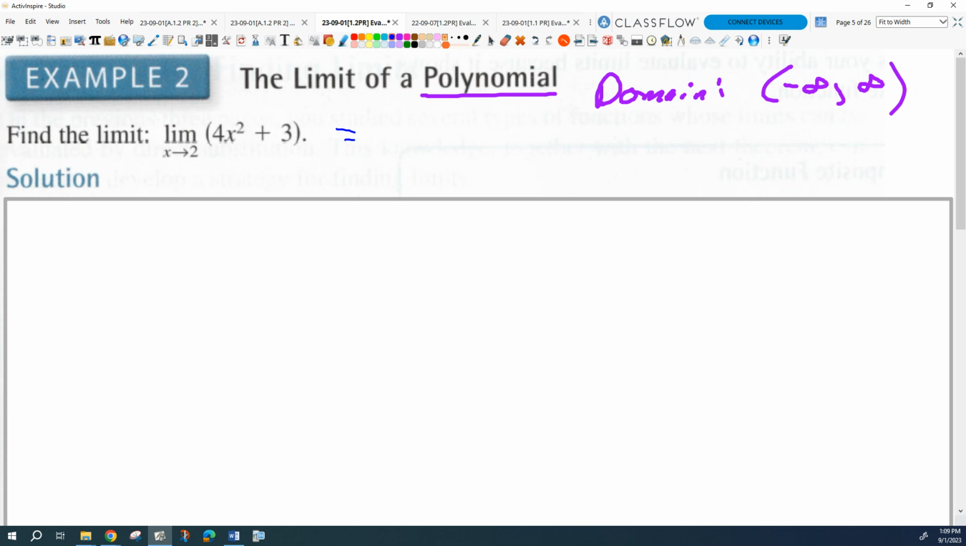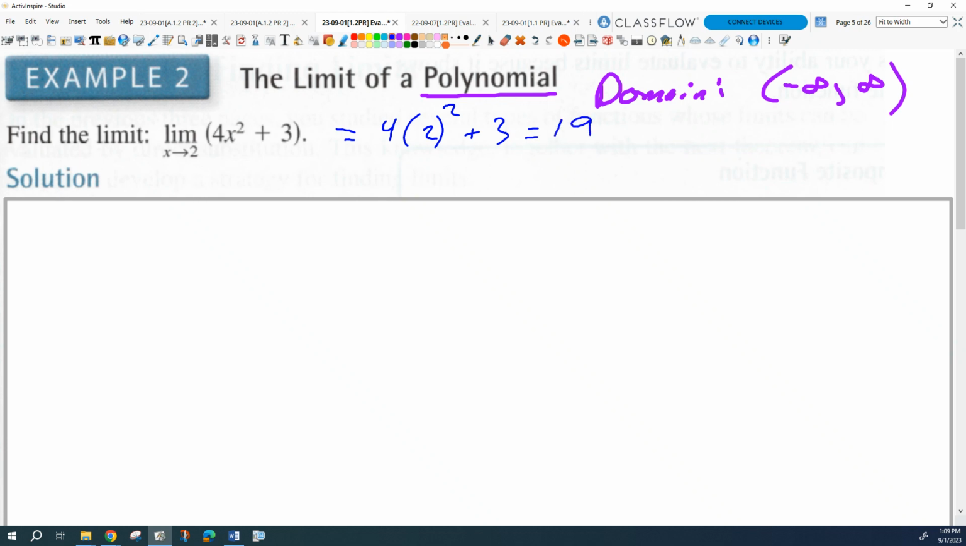We're asking the question, where does the ant anticipate stepping when he's walking along this polynomial function as x approaches 2? How'd you get that? You're right. I just put the 2 in. That's it, right? We just plugged it in. We just get 4 times 2 squared plus 3 equals 19.